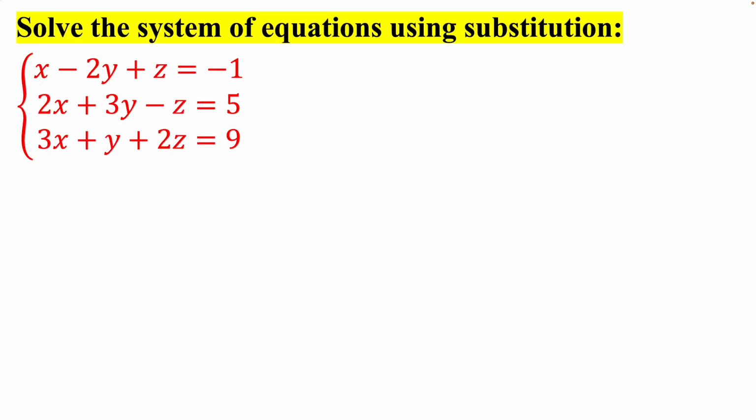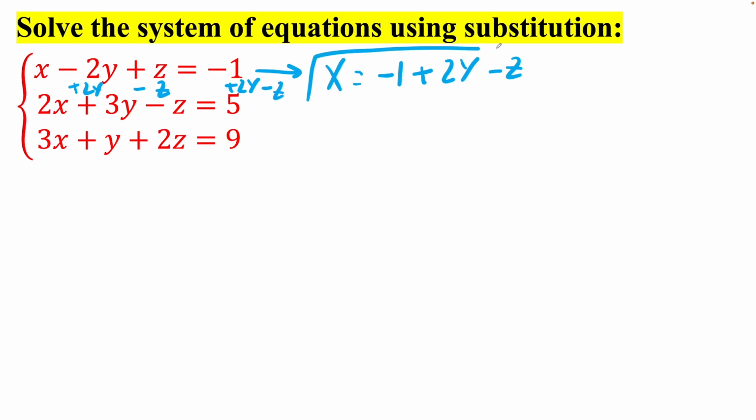So substitution, the big key word is you're substituting, you're replacing, you're swapping. And so what we're trying to do is get one letter to be by itself. Now, getting X or getting Z is pretty easy, or Y. So you kind of have options. I'm just going to choose to get X by itself. So what I'm going to do is add 2y here, add 2y here, subtract z here, subtract z here. So x is equal to -1 plus 2y minus z. I'm going to go ahead and circle this.